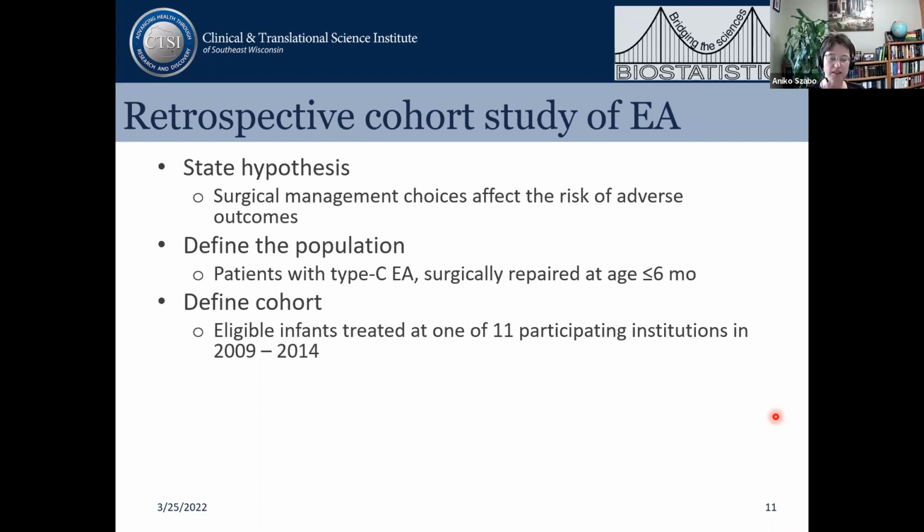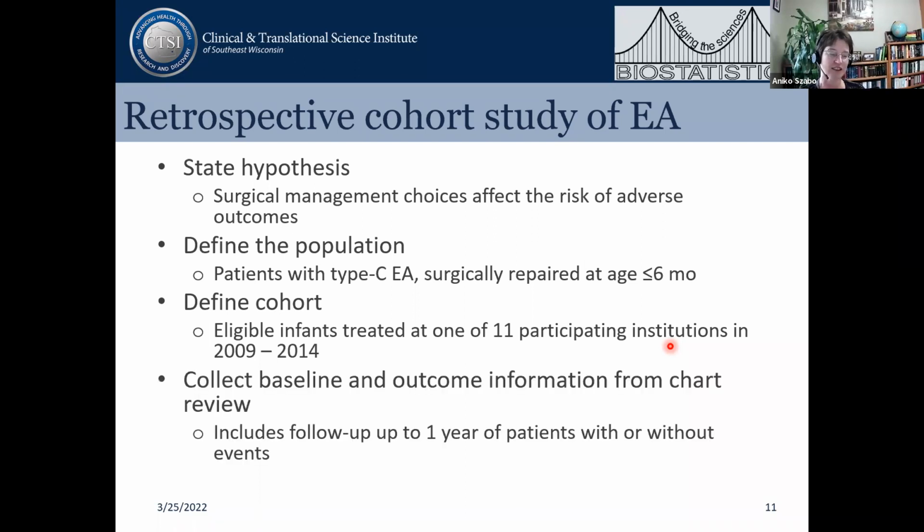And this was a retrospective cohort because the study was actually conducted somewhere in 2015, so it was after it had all happened, right? And then they went out and collected baseline and outcome information from chart review, right? So all things about the babies and the surgeries and what happened and whether they had stricture and so on.